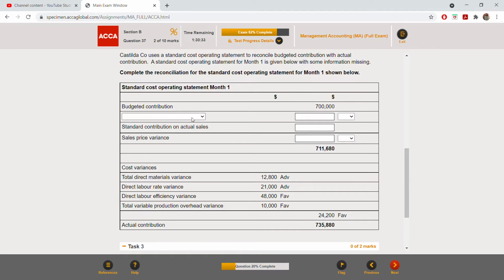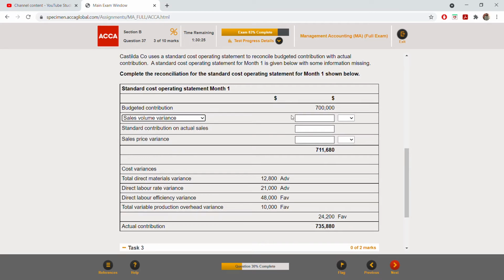After this, what is the next? Is it total sales variance? Is it sales volume? Is it fixed overhead? It's the sales volume variance. Okay, you have to know the format of the standard costing operating statement. How much is it? And you have to write whether it's favorable or adverse. Sales volume variance.